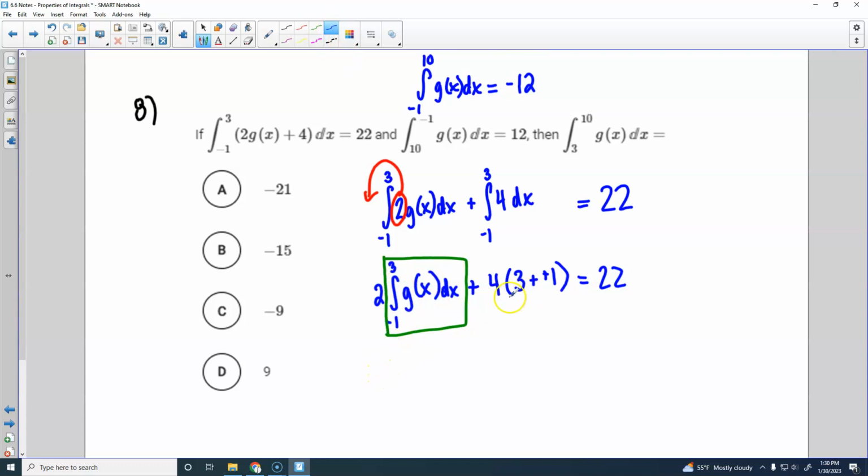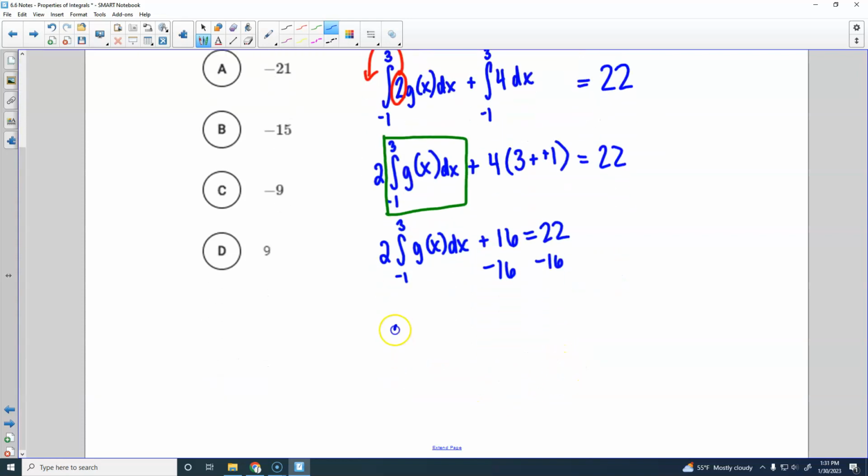So here this is going to be 2 integral from -1 to 3 of g of x dx plus 16 equals 22, and we're just going to subtract 16 from both sides. Whenever we do that, we got 2 times the integral from -1 to 3 of g of x dx, and that is going to equal 6 there. We're going to divide both sides by 2. And so my integral from -1 to 3 of g of x dx is going to be 3.